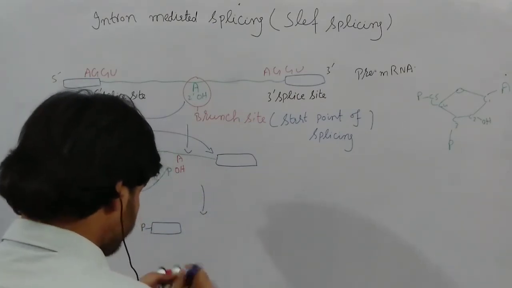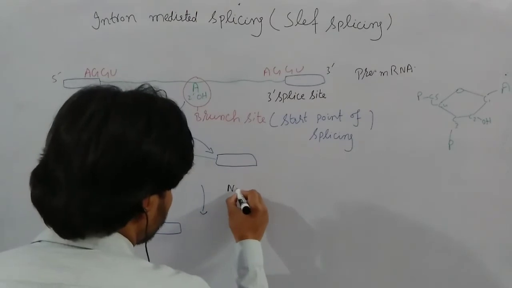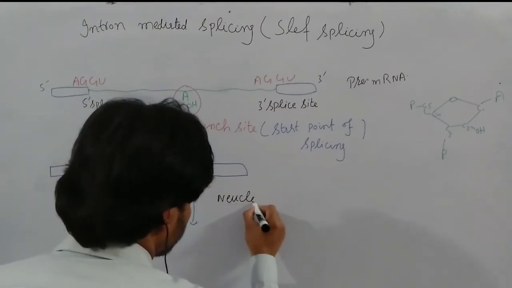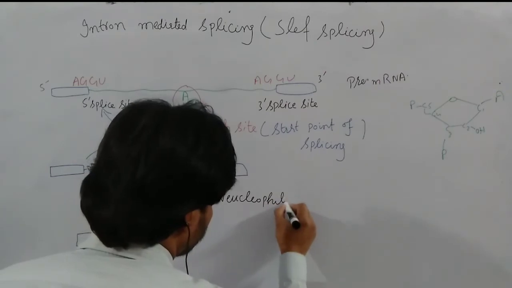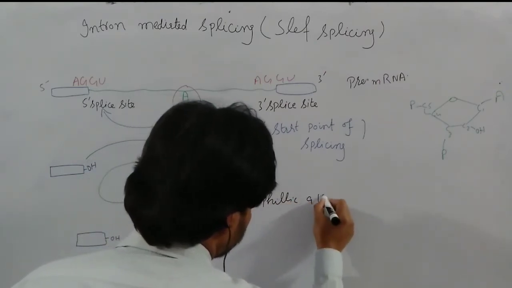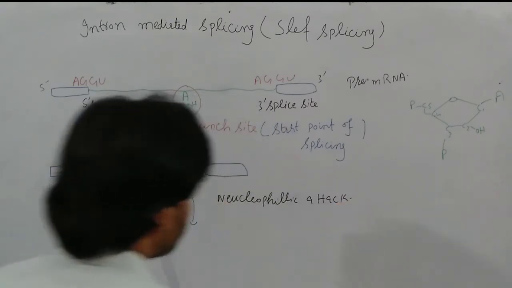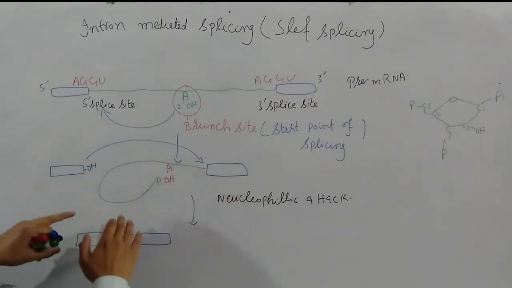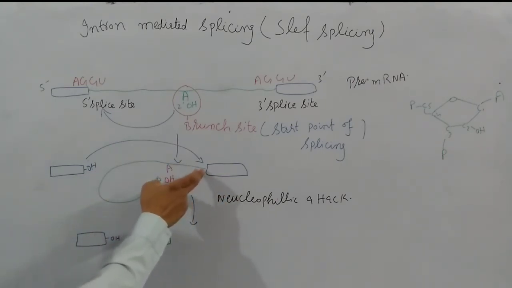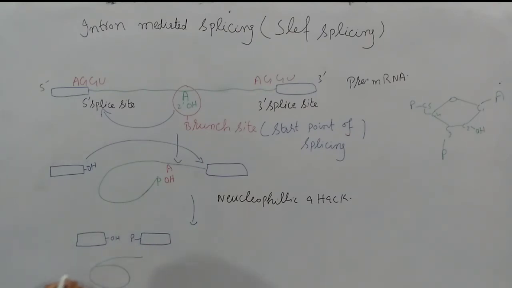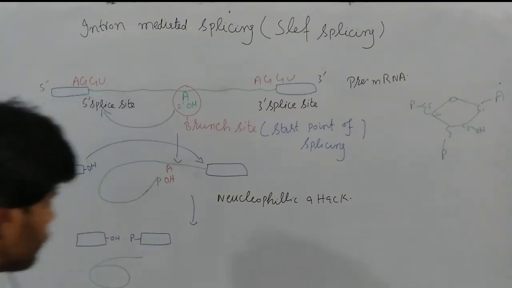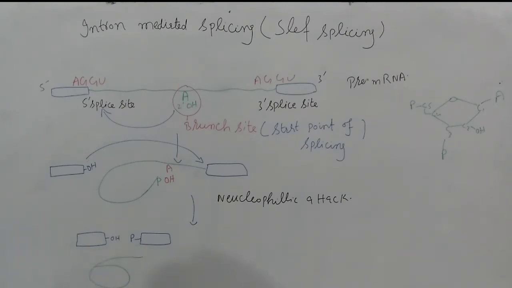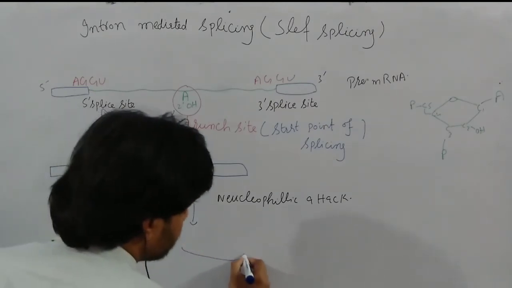So let me write nucleophilic attack. Due to this nucleophilic attack, what happens? The two exons are connected to each other and the intron portion is cleaved out. So this is the intron portion which makes a lariat-like structure. This intron portion is cleaved out and we get the exons, and after that these two exons are connected to each other.